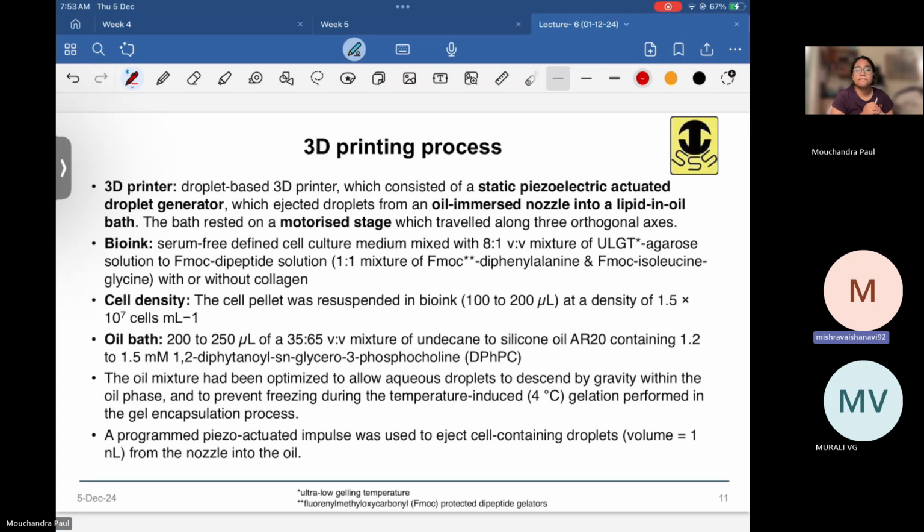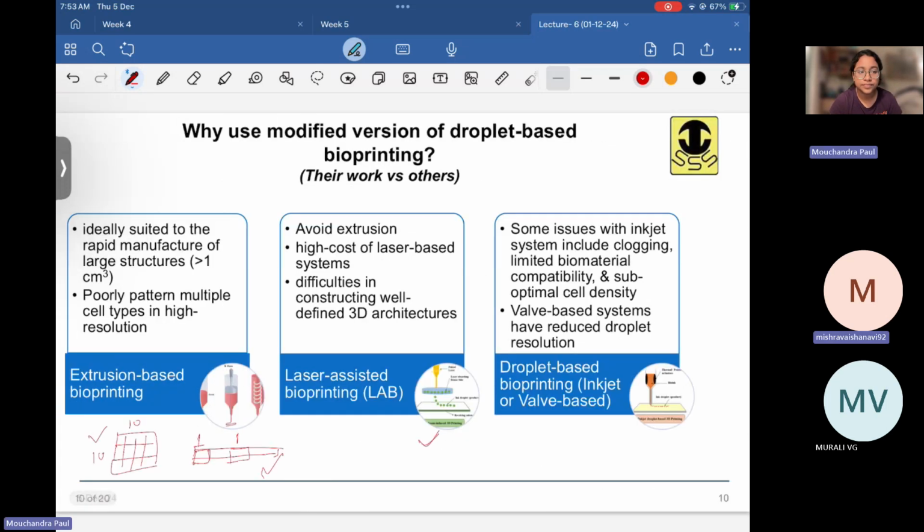Ma'am, you said that extrusion is nowadays widely used. But this property, that the cells are damaged by the shear stress, how are we overcoming that drawback of extrusion-based bioprinting?